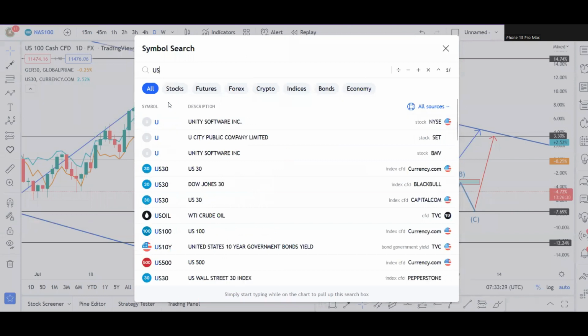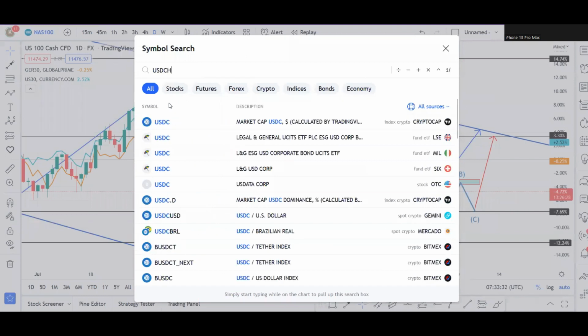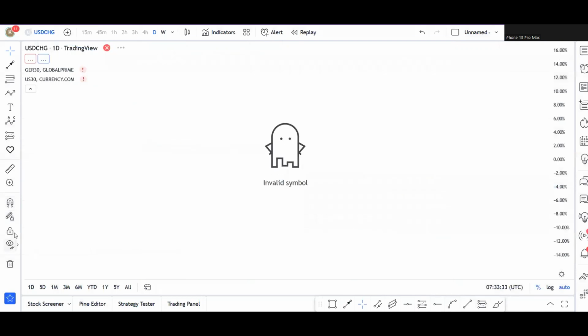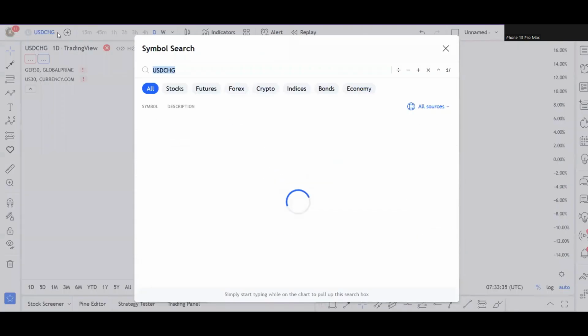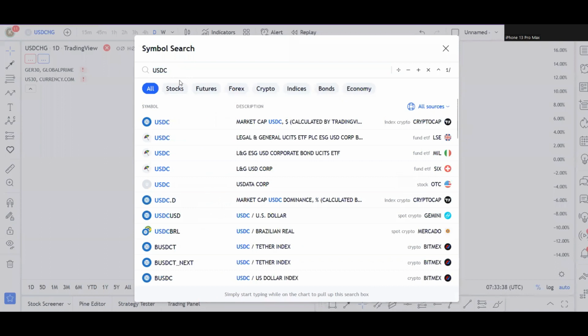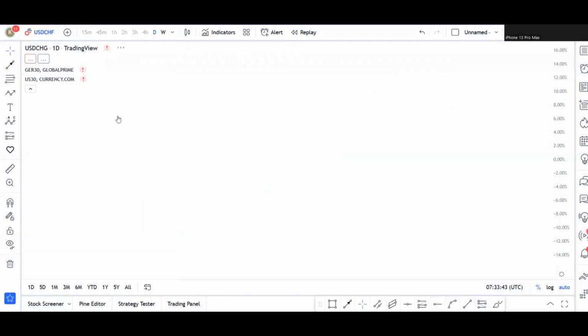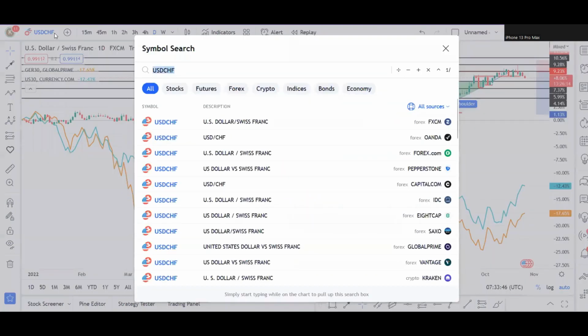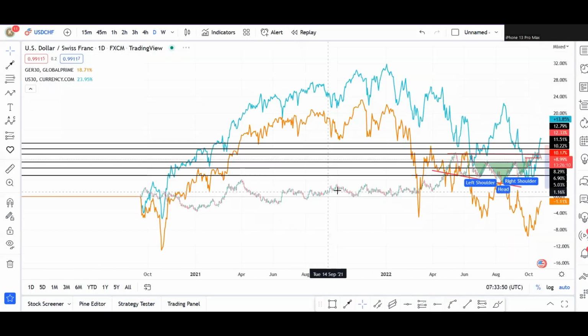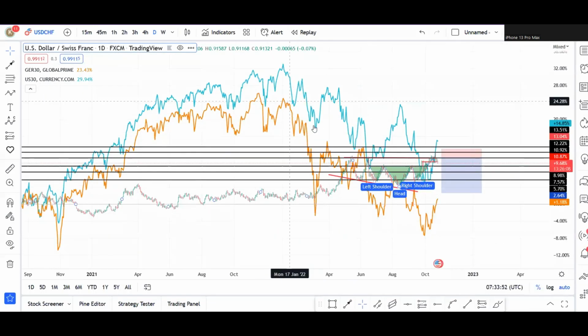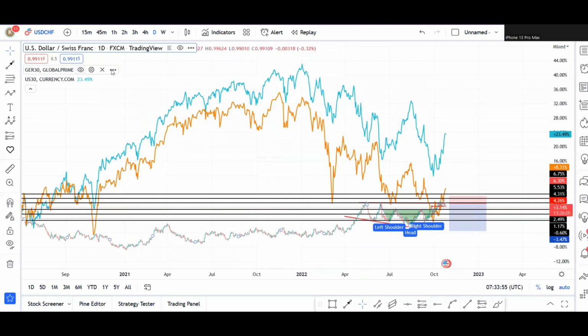USD CHF, USD Swiss franc. Swiss, are you from Sweden? Are you using a Swiss franc?